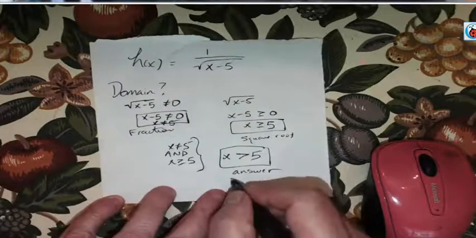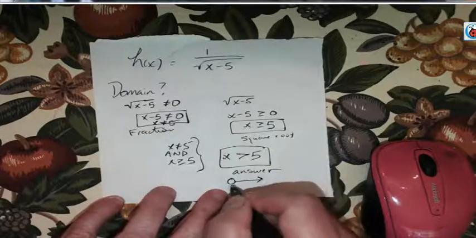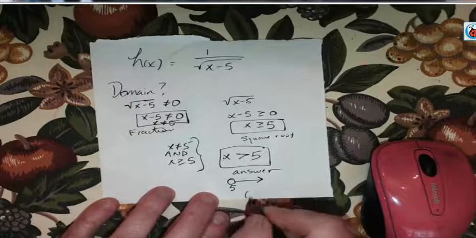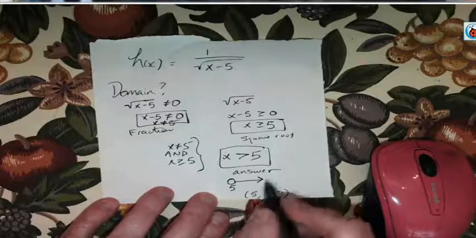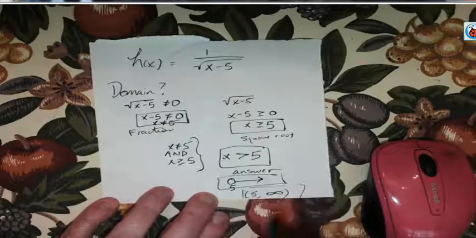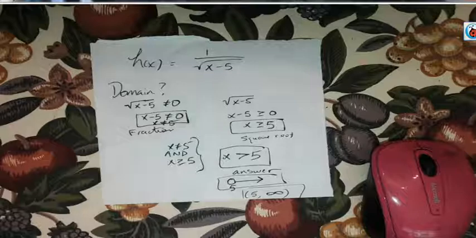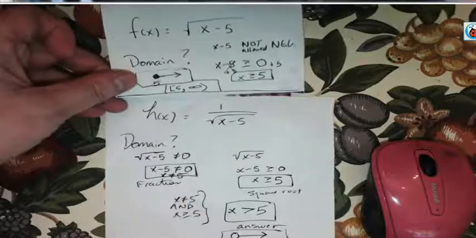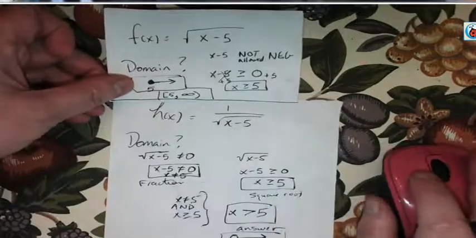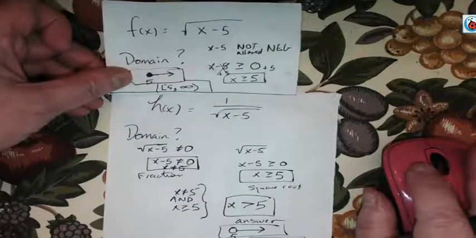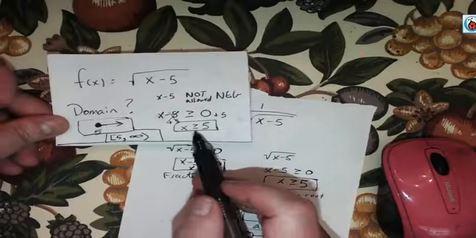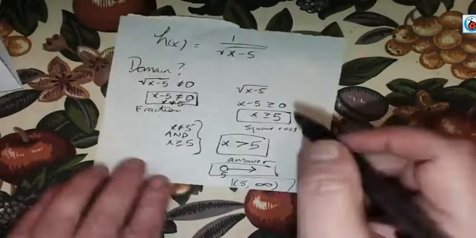So notice, if it's in number line form, it would look like that. That would be the domain. Or if it's in interval form, it would be like that. So all three of these are correct answers in different forms. Now notice the difference between this F and this H. It's very important that you notice the difference, because if you don't understand the difference, the symbol is going to matter here.